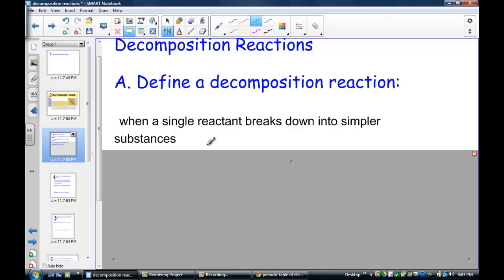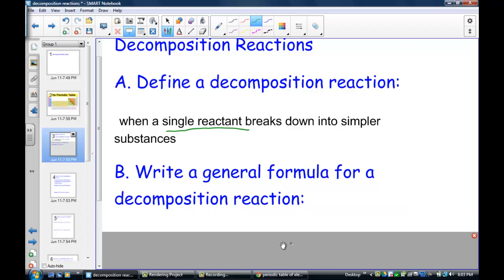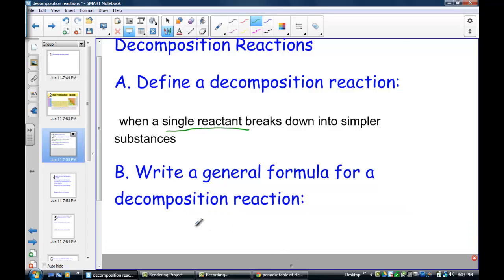So in our note packs, just where we left off after our last example of combination reactions, we'll pick up in our new lesson and talk about decompositions. We are going to state that a decomposition reaction is when a single reactant breaks down into simpler substances, and it is unique from any of the other patterns of chemical change because it is the only pattern that has one and only one reactant.